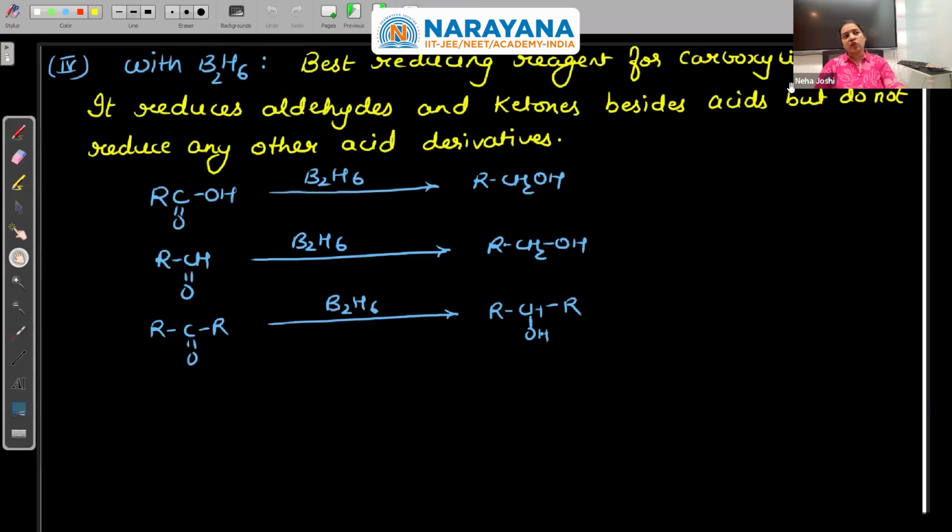B2H6, best reducing reagent for carboxylic acid because it does not reduce so many other functional groups like nitro, ester, and all those. And amongst this also, if I talk, this rate is slower, faster, and relatively slower. So if I have both, I will reduce acid faster than aldehyde and ketones.